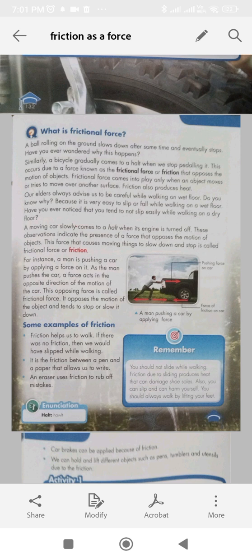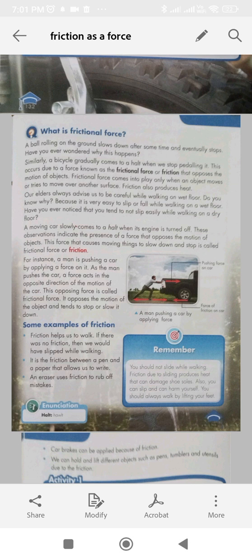Friction helps us to walk. If there was no friction, then we would have slipped while walking. Then it is the friction between a pen and paper that allows us to write. An eraser uses friction to rub off mistakes.